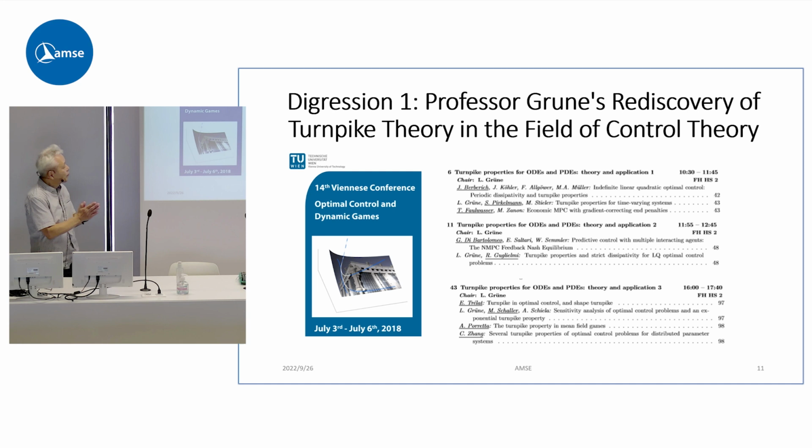So when he attended some conference, he presented his paper. He was very lucky at the time. One economist attended that conference, and that economist found that this kind of property had been found 40 or 50 years ago. So he was really shocked, I think. And then he used the name Turnpike after that. Yeah, I was shocked too, to see this term, the name Turnpike, in a different field. So not in economics, but in the control theory field, I think it is getting popular now.